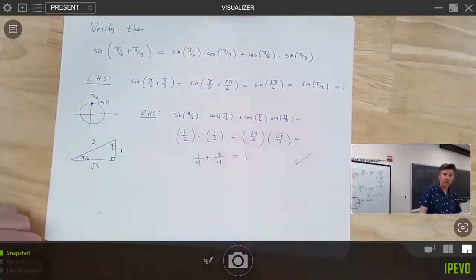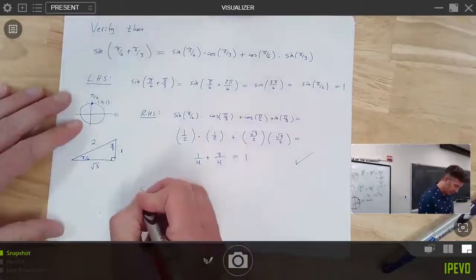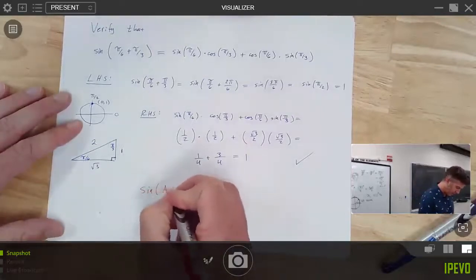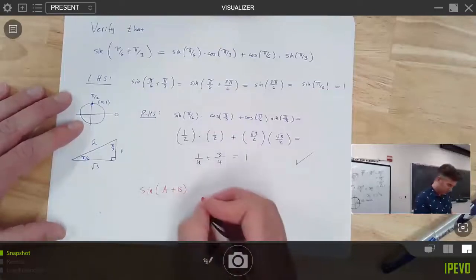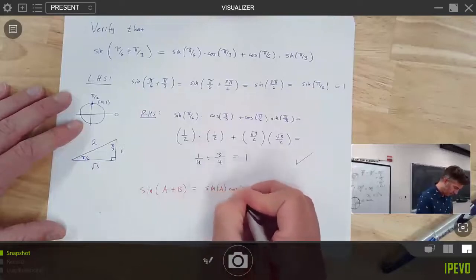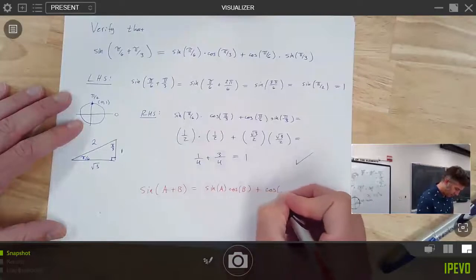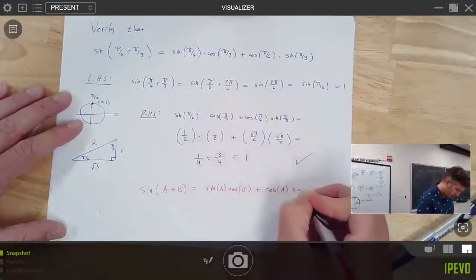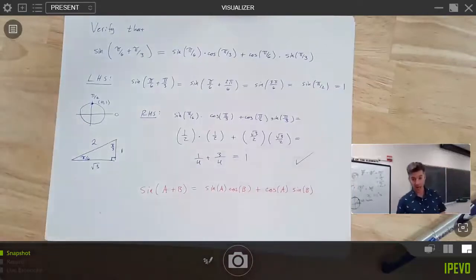Check. So what this is leading us towards, or kind of alluding to, is what's known as the angle sum formula, which is sine of A plus B, where A and B are both angles, is equal to sine of A times cosine of B plus cosine of A times sine of B. But we will talk about that more in class F.